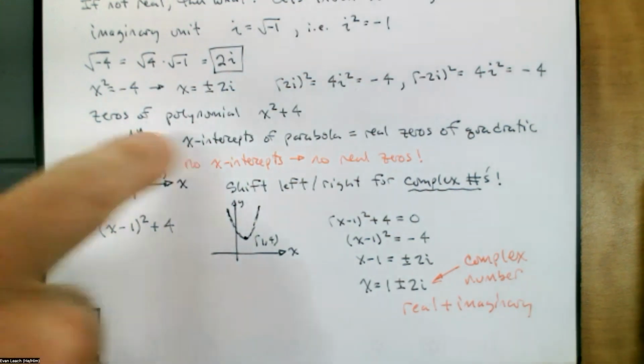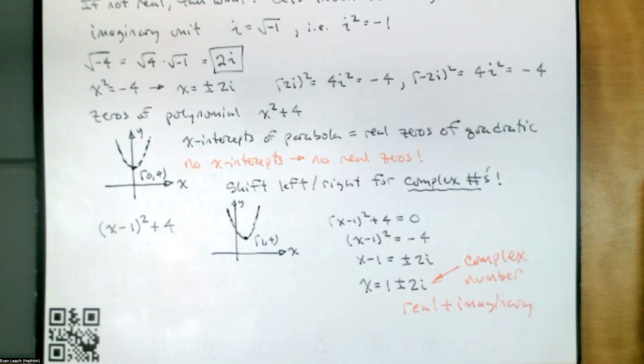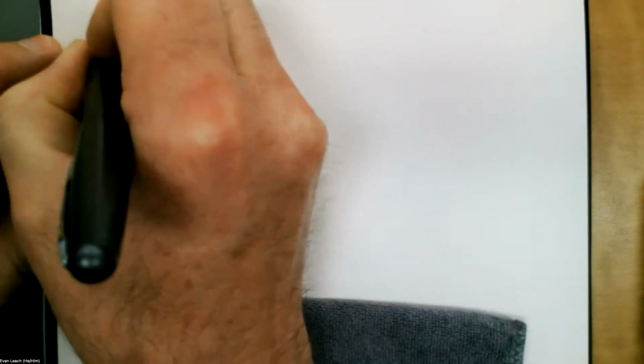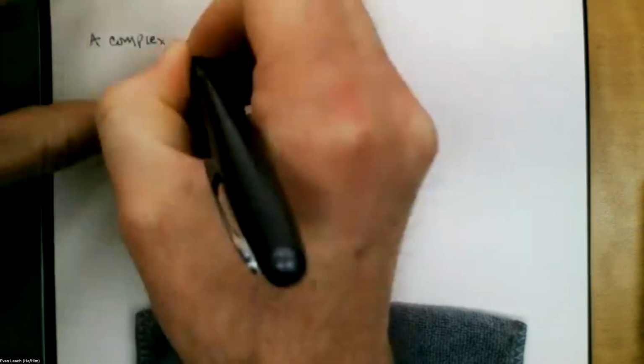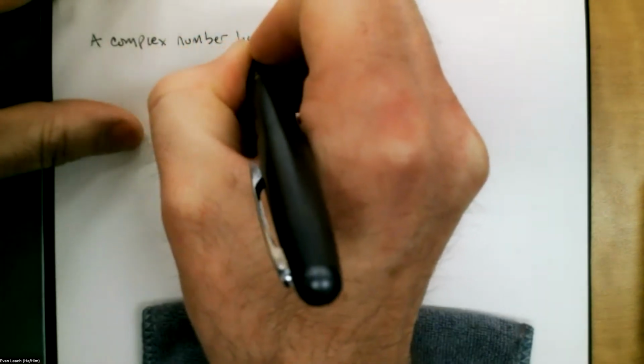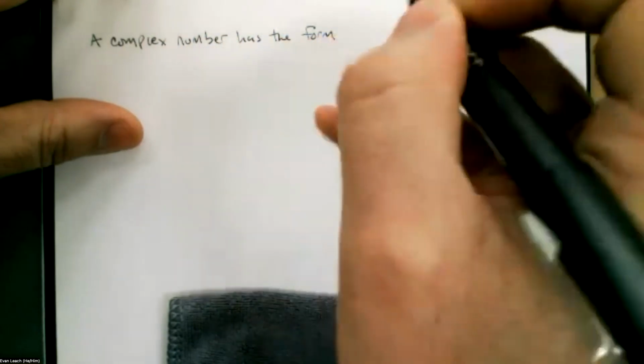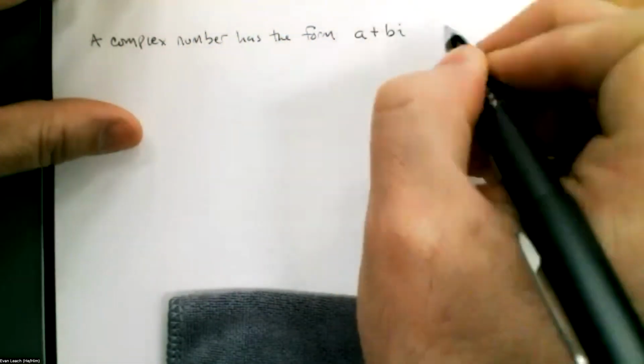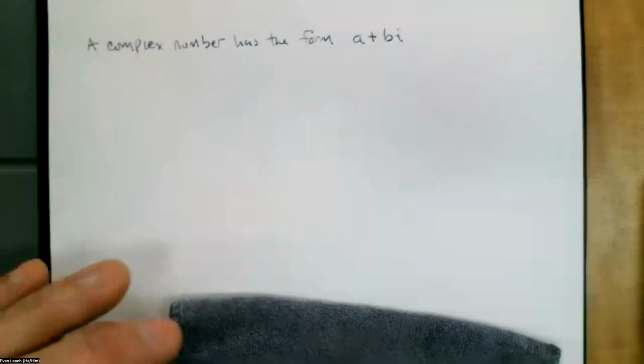So we've invented a new unit, this imaginary unit, to be the square root of negative 1. And this has led to the existence of these complex numbers. So a complex number has a particular form. A complex number has the form a plus bi. There's a real part and an imaginary part. a and b are both real numbers. The imaginary part is made imaginary by the i. That i factor is what makes it an imaginary number.